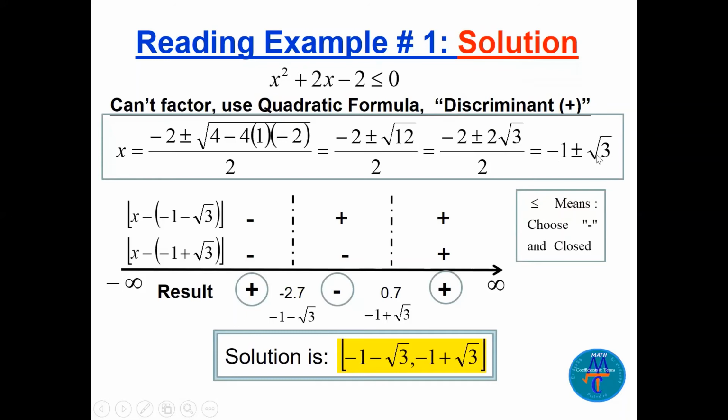The zeros are difficult, but you can put them here. You see, you need a calculator. -1 plus square root of 3 is 0.7. -1 minus square root of 3 is -2.7. Now you can choose any number there, -10, 0 here, 10. And then you can get the answer. But if it is more difficult, you need a calculator. That's why I call it reading example.